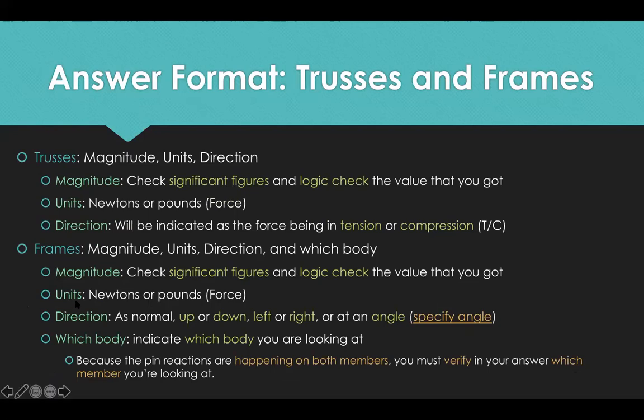For frames, because you're pulling all those pins, you need magnitude, units, direction, and which body it's on, because it'll be acting on one of the free body diagrams as you chose to calculate it. You know what I mean? So if it's up on AB, it might be down on BC. So it's important to specify which body you were looking at, because that'll help them verify that your direction was right.